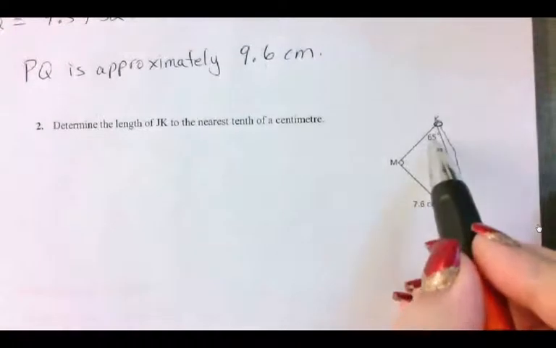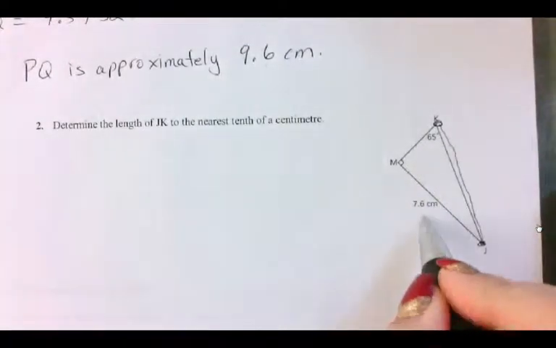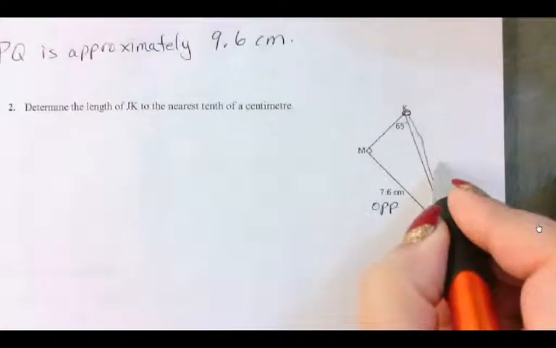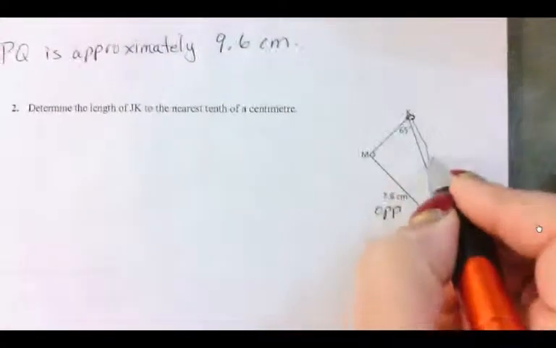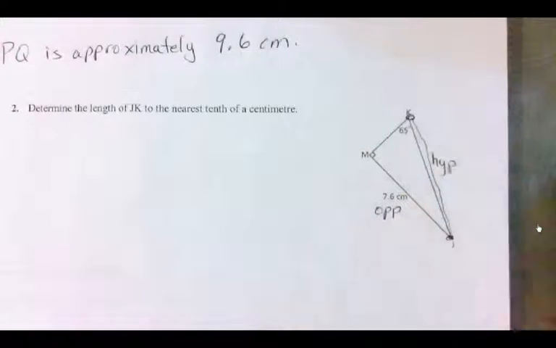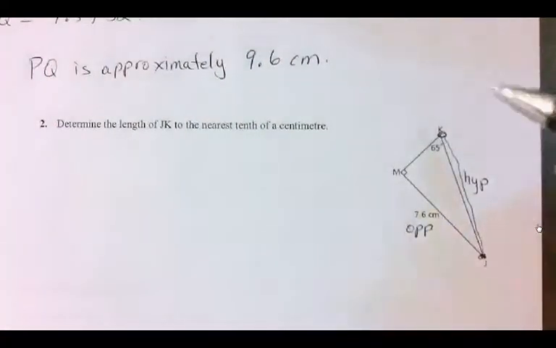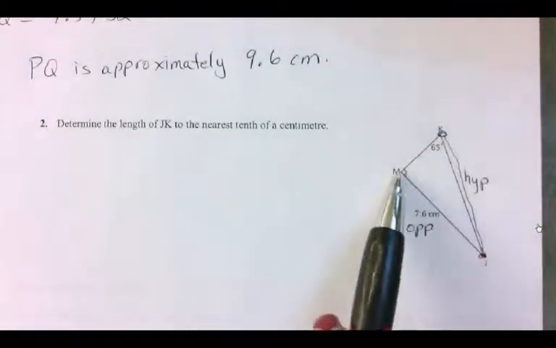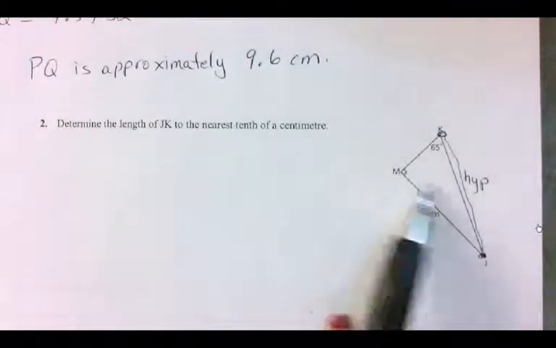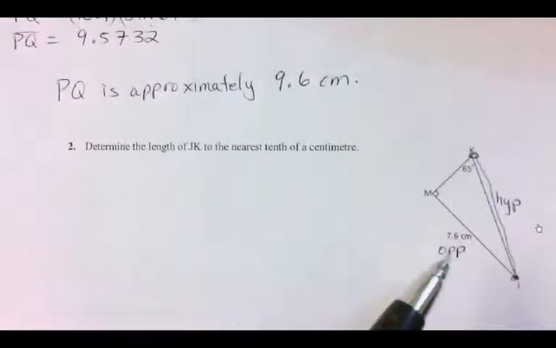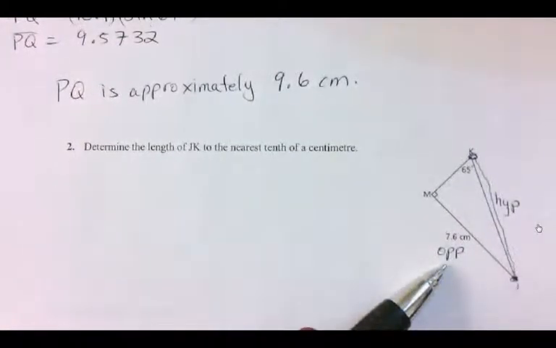Okay, I'm given an angle right here. What is this side called? And then what is this side called? That's the hypotenuse. How do I know it's the hypotenuse, folks? It's the longest side. What else? It's opposite to this 90-degree angle, okay? Okay, so which trig ratio am I going to choose here?